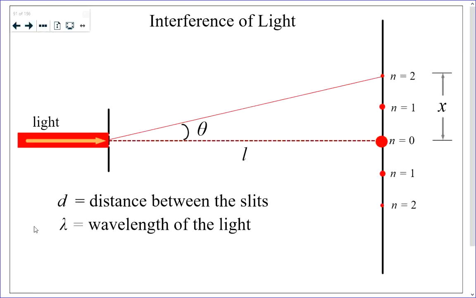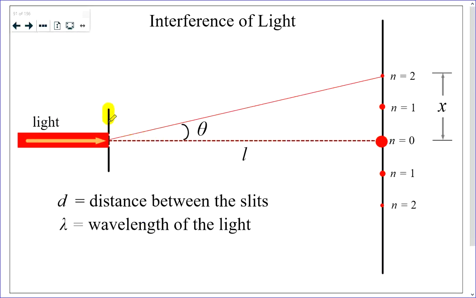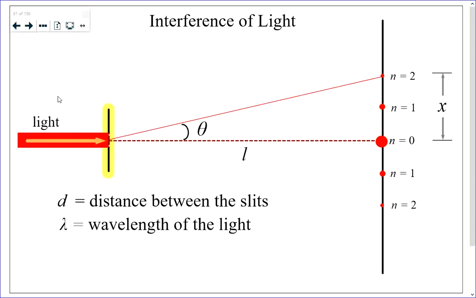Briefly here, d is the distance between the slits. I don't know if you can tell on the video you're watching, but if you look at where my cursor is, I'll highlight this for you. This is the material that has a double slit in it, and if you look very carefully, there are two tiny openings. Lambda is clearly the wavelength of the light. Theta is the angle between a particular beam of light that you're looking at. Whether you're looking at the central maximum or one of the others, theta is the angle between that horizontal line and the beam of light you're looking at.